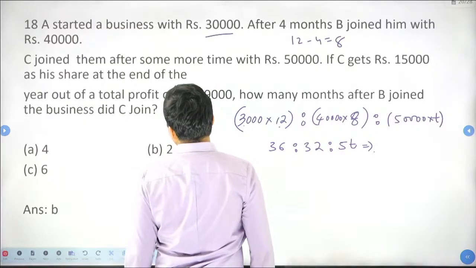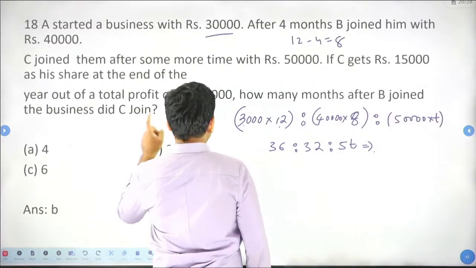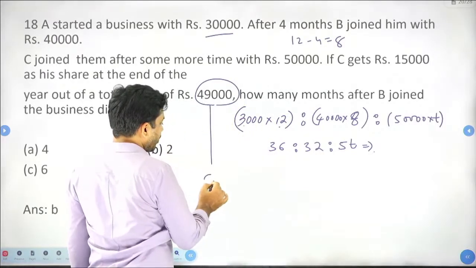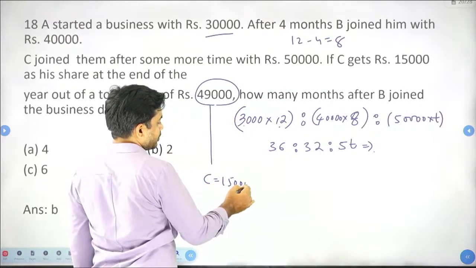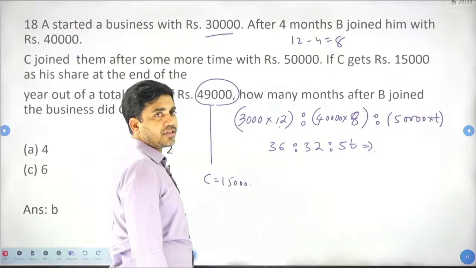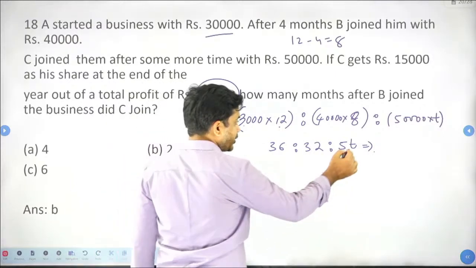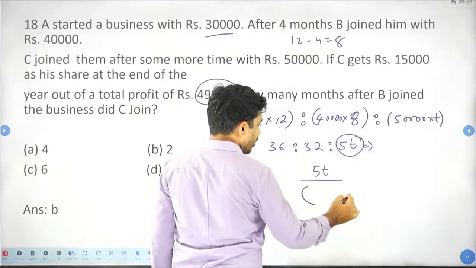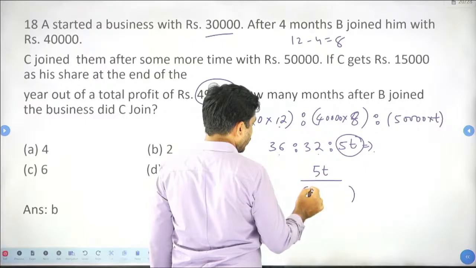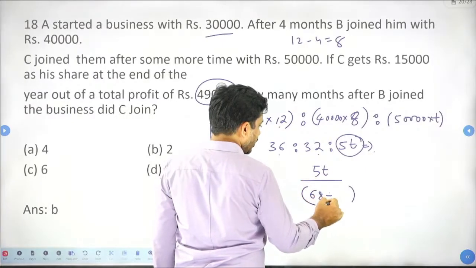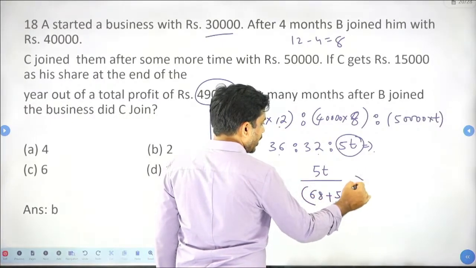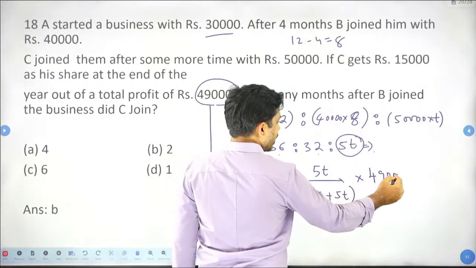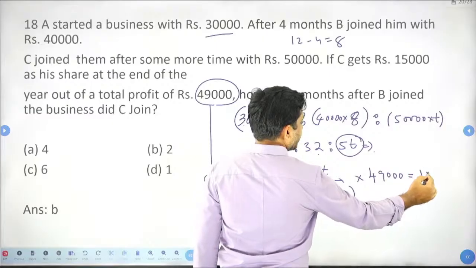So, out of total profit, what is total profit? 49,000. In this, C profit is 15,000. How to find C profit? His ratio 5T by total. Total means 36 plus 32, how much? 68 plus 5T into the total amount, 49,000 is equal to 15,000.